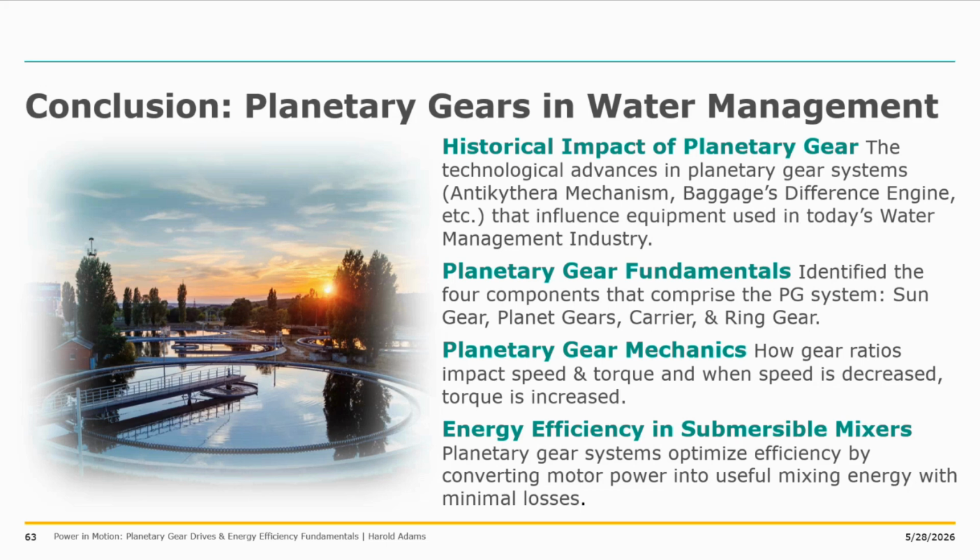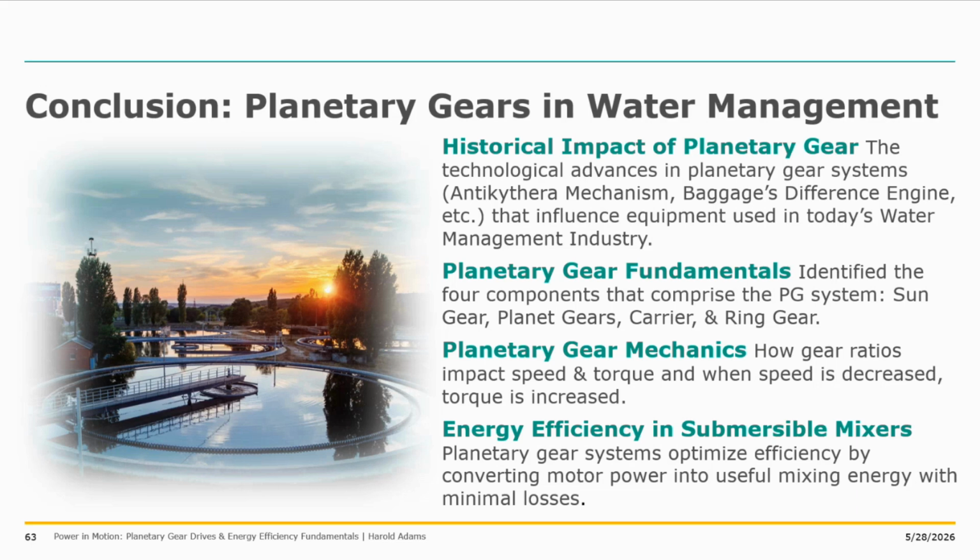Our second point was to look at and discuss the planetary gear fundamentals. So we identified the four components of the planetary gears and how they differ from other gear sets. So we have the sun, the planet, the carrier, and then the ring. And then our planetary gear mechanics, how gear ratios impacted speed and torque output. And one thing we want to consistently keep in mind as it relates to planetary gear systems is that when speed is decreased, torque is increased. And we reviewed the formulas that prove that out.